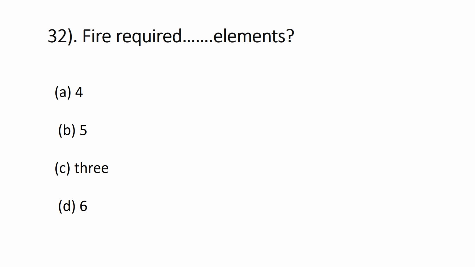Question number 32. Fire requires how many elements: 4, 5, 3, and 6. The correct answer is 3 elements. Fire requires oxygen, fire requires heat, and fire requires fuel, right? These are the 3 elements of fire. The correct answer is 3.